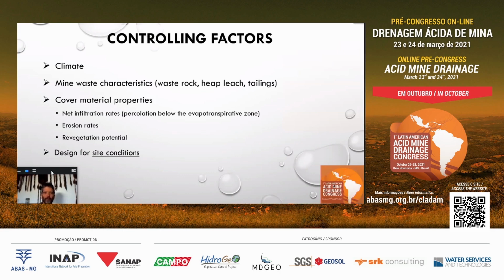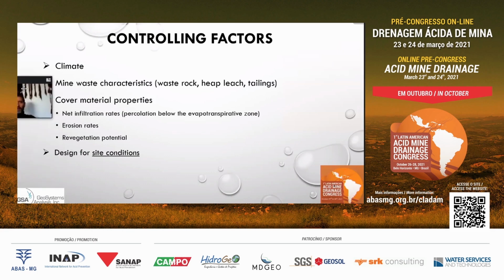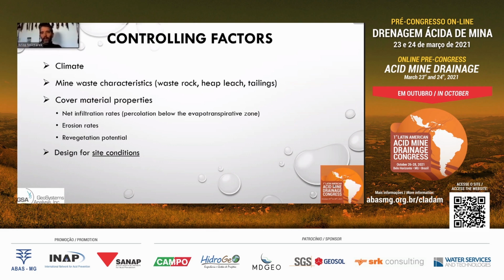So what are the controlling factors? The major controlling factor, obviously, is the climate. In arid and semi-arid systems, it's much easier to keep water out of the waste, and the cover system designs can be much simpler. It's also a function of the mine waste characteristics. Waste rock is quite different from heap leach, and it's different from tailings material for sure. And heap leach, depending on whether it's crushed or run of mine, can behave quite differently.